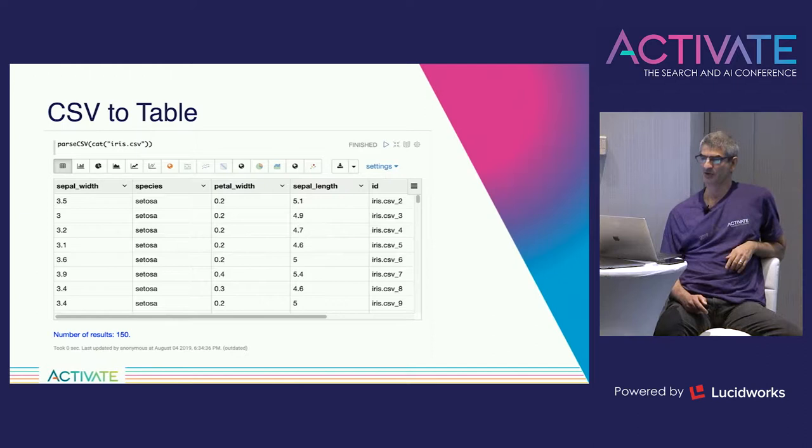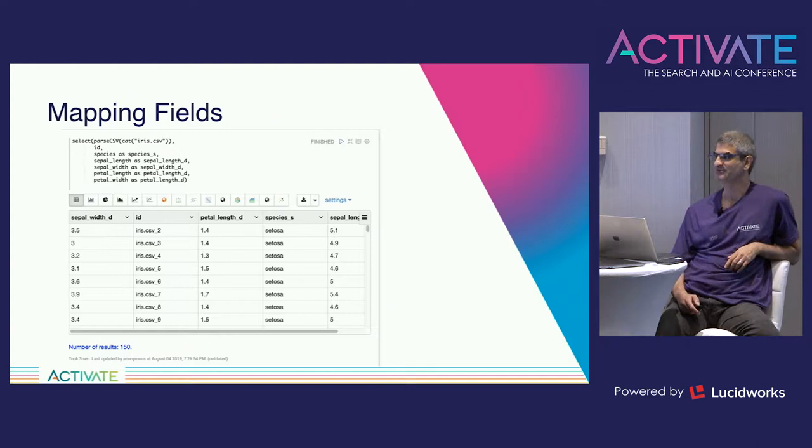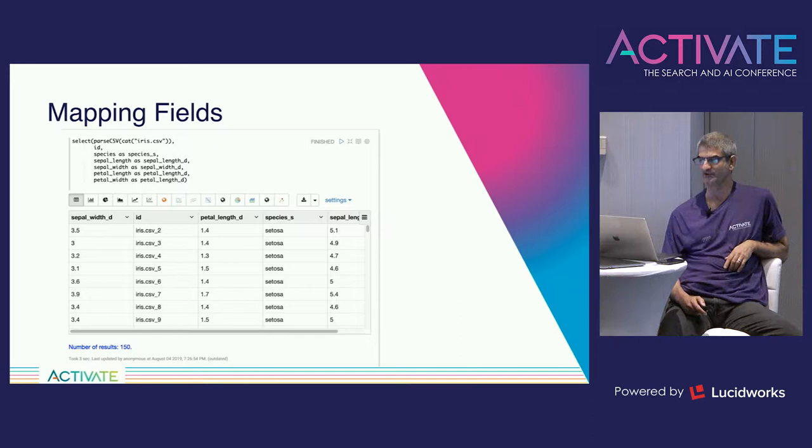So this is what it looks like in table format. At this point, rather than the visualization, we're actually seeing each row and the columns in it. And you can start to look at this data and understand it from a standpoint of how you might load it into Solr. And in the next slide, we're going to map the fields that are coming from this to field types using dynamic fields. So there's a select function, which wraps the parseCSV function, and we're selecting the ID field.